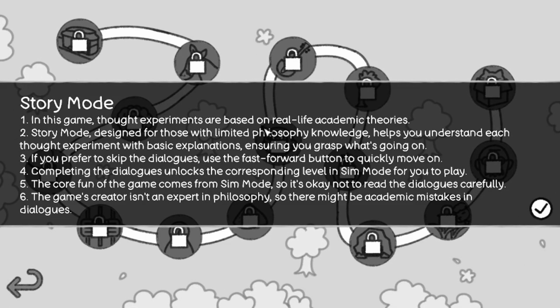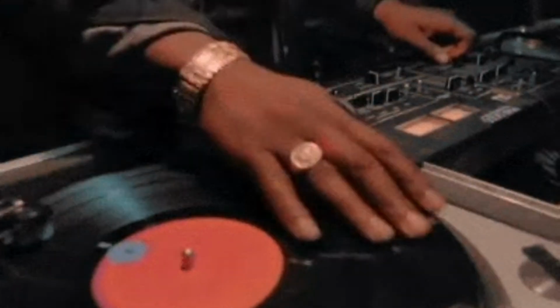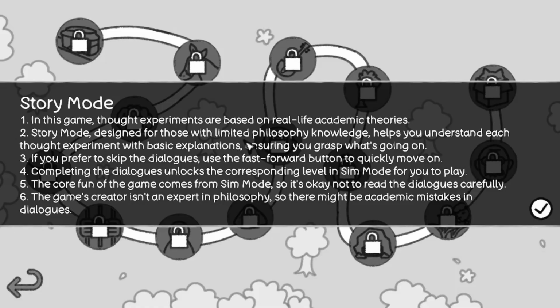In this game, thought experiments are based on real-life academic theories. Story mode is designed for those with limited philosophy knowledge. It helps you understand each thought experiment with basic explanations, ensuring you grasp what's going on. If you prefer to skip the dialogues, you can fast forward. Completing the dialogues unlocks the corresponding level in some mode. The game's creator isn't an expert, so there might be academic mistakes.